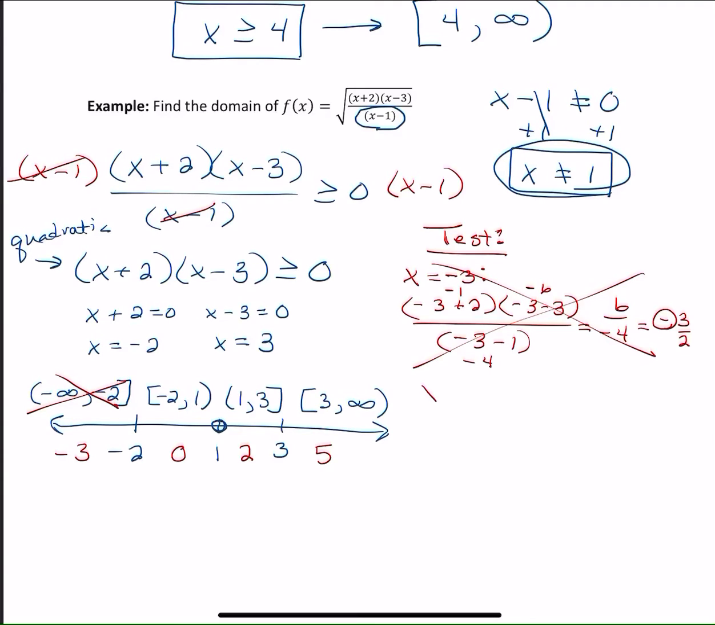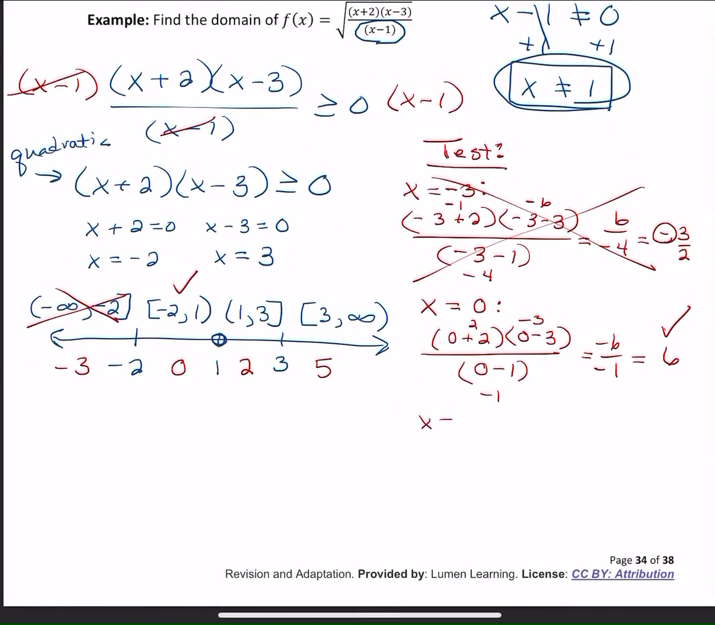So now I'm going to move on to the next point, x equals 0, and plug that in for x. Here I've got 2 times a -3 over a -1 is going to give me -6 over -1, which gives me a +6. So that is greater than or equal to 0. So -2 to 1 will work.